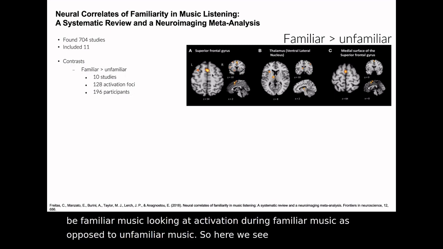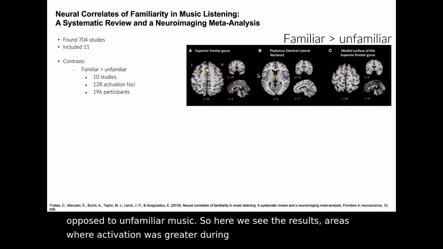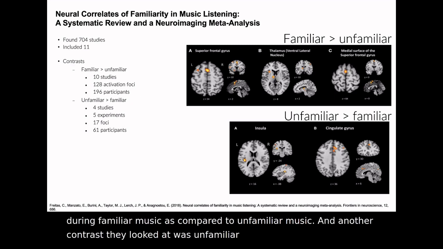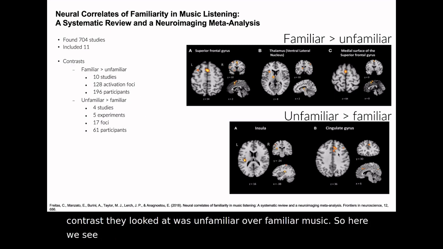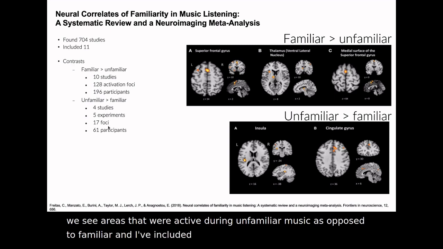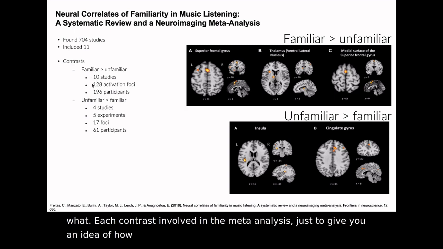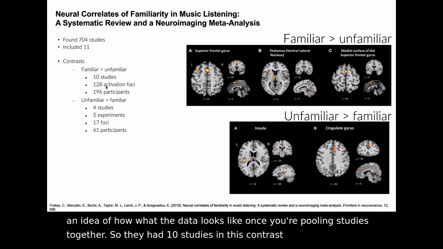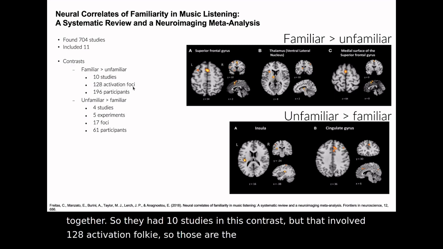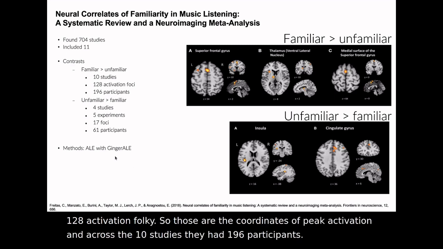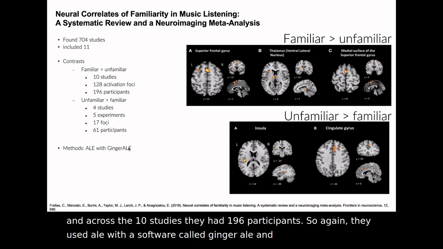So here we see the results areas where activation was greater during familiar music compared to unfamiliar music. And another contrast they looked at was unfamiliar over familiar music. So here we see areas that were active during unfamiliar music as opposed to familiar. And I've included different details of what each contrast involved in the meta-analysis, just to give you an idea of what the data looks like once you're pooling studies together. So they had 10 studies in this contrast, but that involved 128 activation foci, so those are the coordinates of peak activation. And across the 10 studies, they had 196 participants. So again, they used AL with a software called GingerAL, and I'll mention that again next slide.